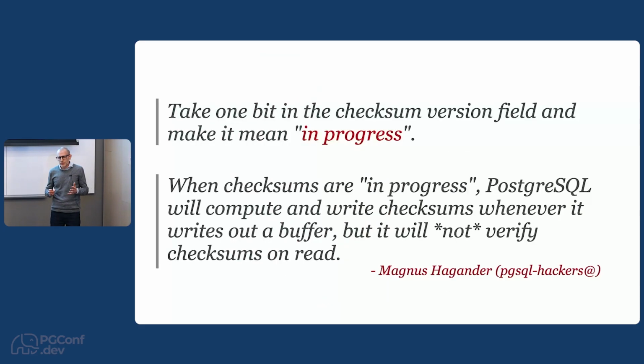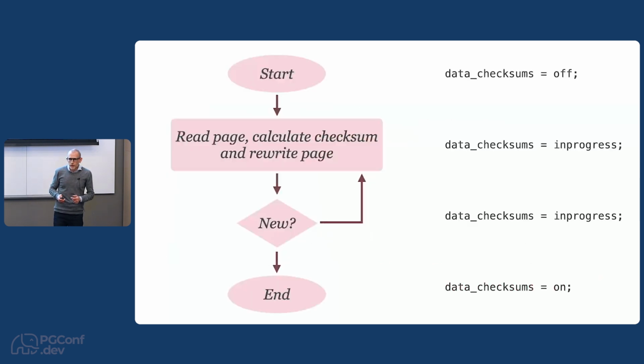But in his original email, he actually outlined a process that kind of is what we have today right now, where he says, if you take one bit in the checksum version field and mean it in progress, so when checksums are in progress, Postgres will compute and write checksums whenever they write a buffer, but it will not verify checksums on read. So essentially, you get into a system where you can write a checksum, but you're not going to verify them when reading because they might not be correct yet. And at that point, we have a system where every process in the Postgres cluster knows what to do at any one given point in time because they know they have to write checksums, but they are not allowed to verify them. Or they have to do both, or they should do neither.